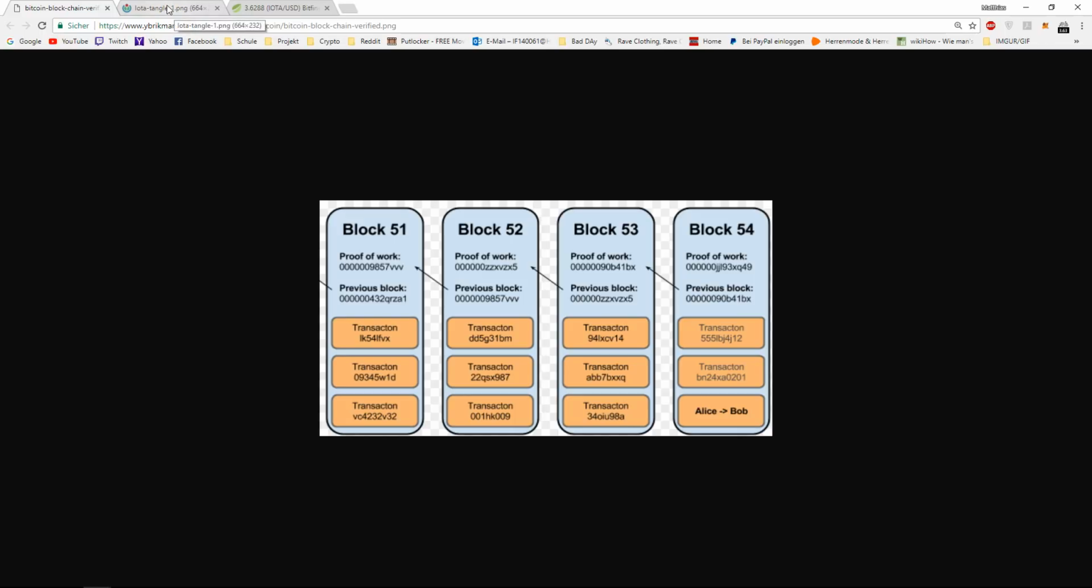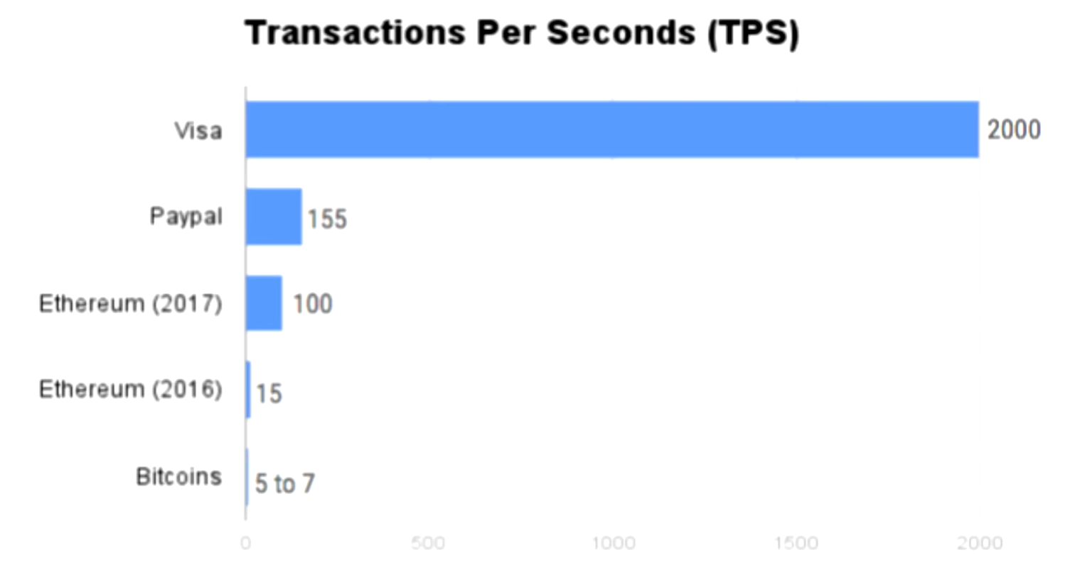Because the thing behind Bitcoin is they wanted to make a worldwide usable payment, but that's simply not possible. Because if you compare that to Visa, for example, I think they are capable of doing tens of thousands of transactions per second. And that's simply impossible with Bitcoin. But IOTA has solved this problem with the Tangle.